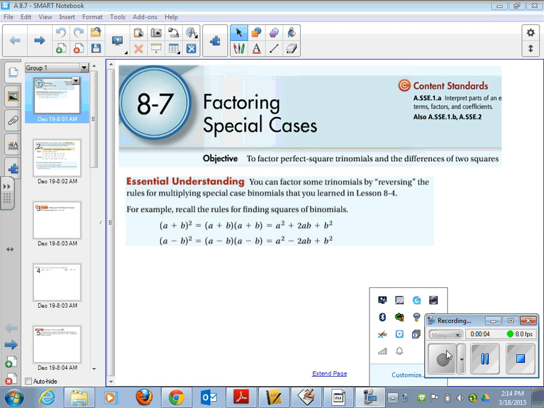Good morning, everyone. This is 8.7, Factoring Special Cases. Go ahead and put the title and the objective in your notes. If you need this video paused at any time, just raise your hand and ask the teacher to do so. Other than that, I'm just going to keep on ripping through the problems here.